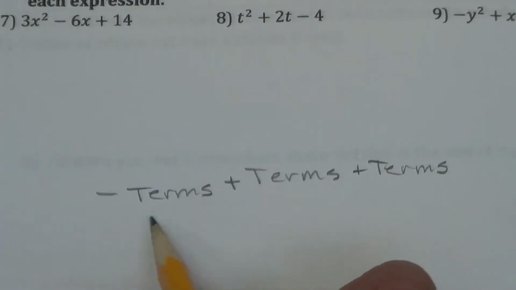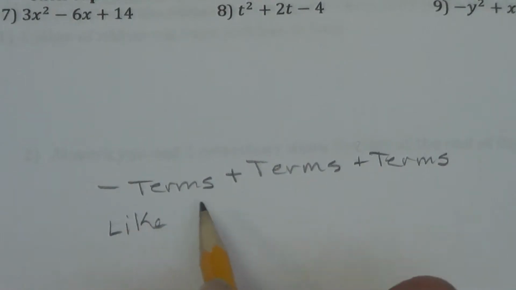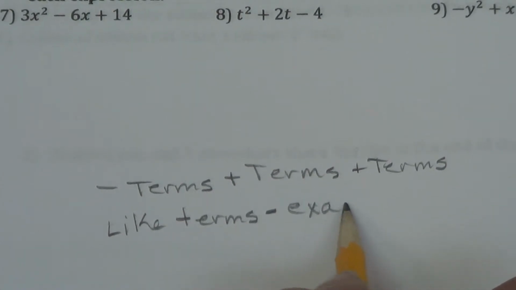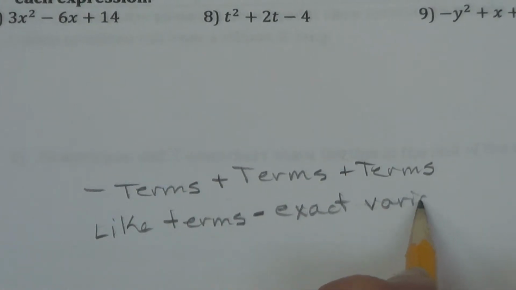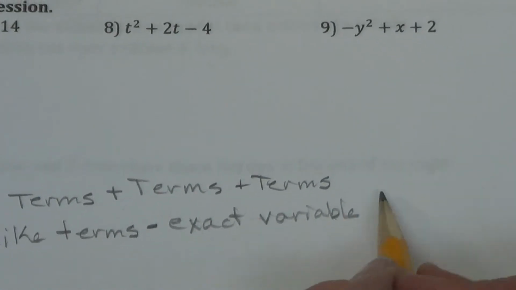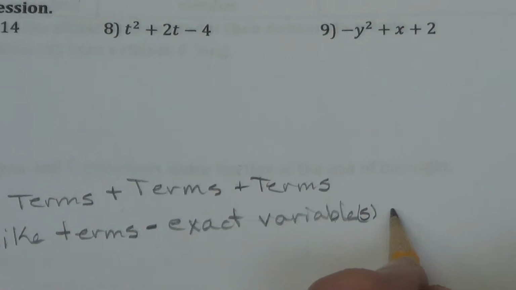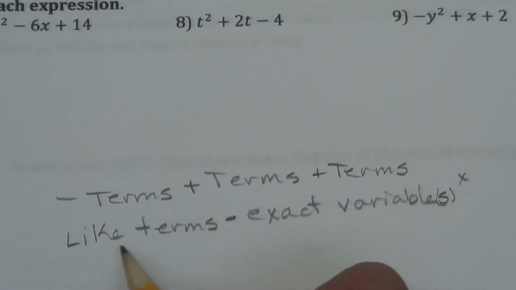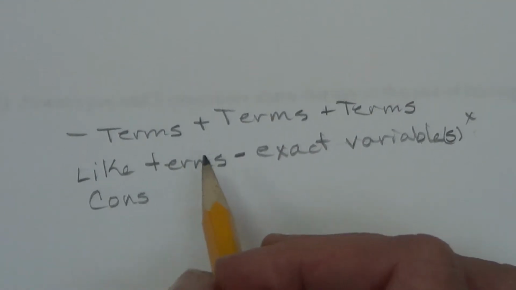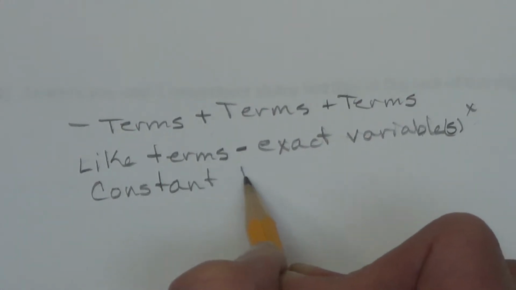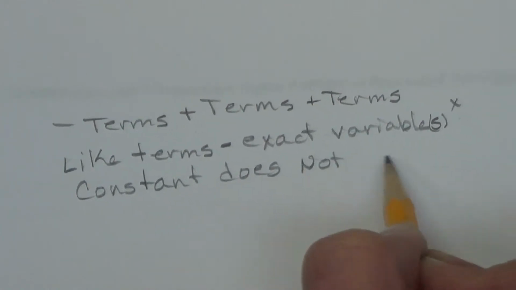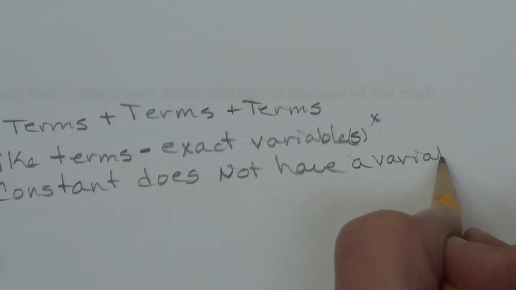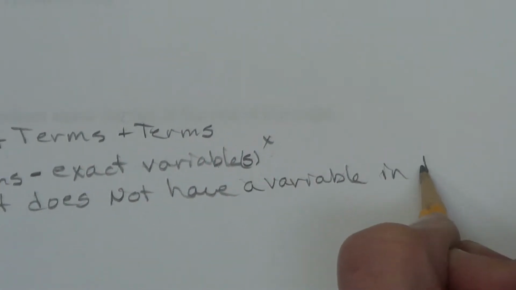Now, like terms have the exact same variable or variables with their exponents. And a constant term does not have a variable in the term.